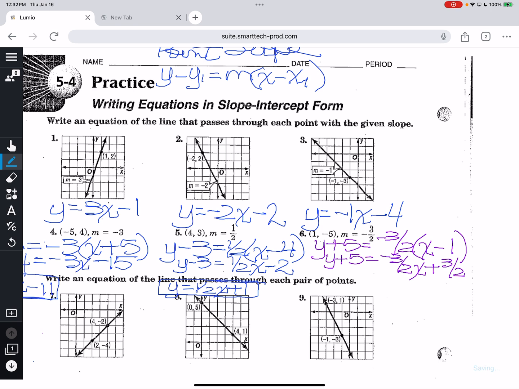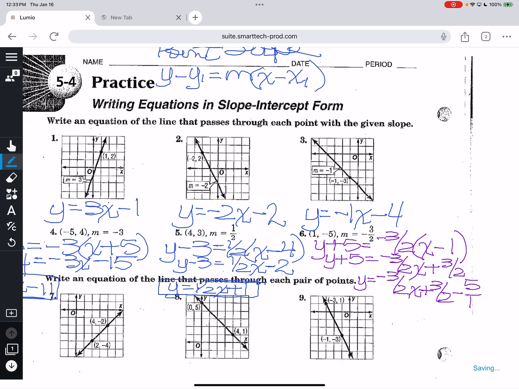All right, what's our next step? Minus 5. So y equals, we're almost there, -3/2x plus 3/2 minus 5 over 1.